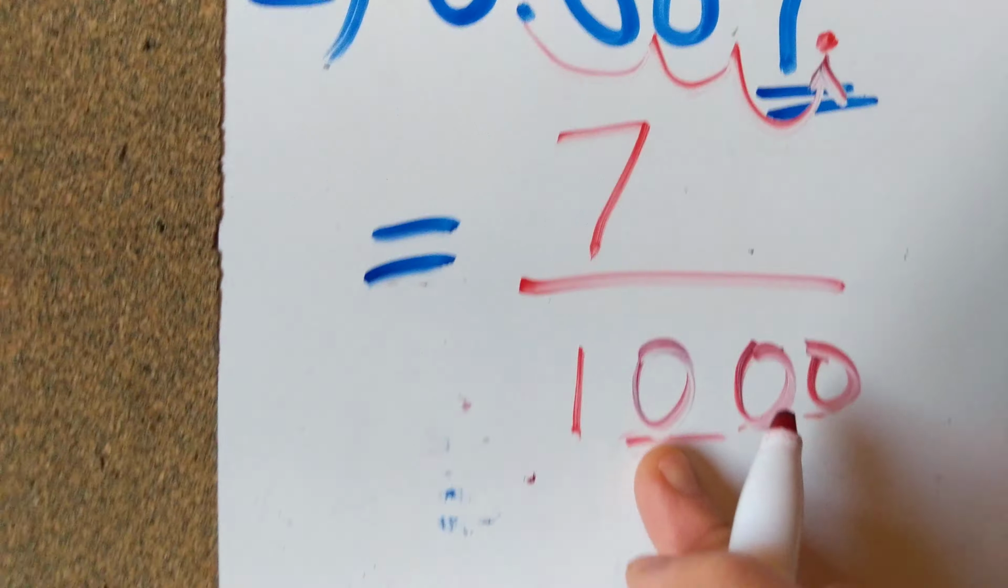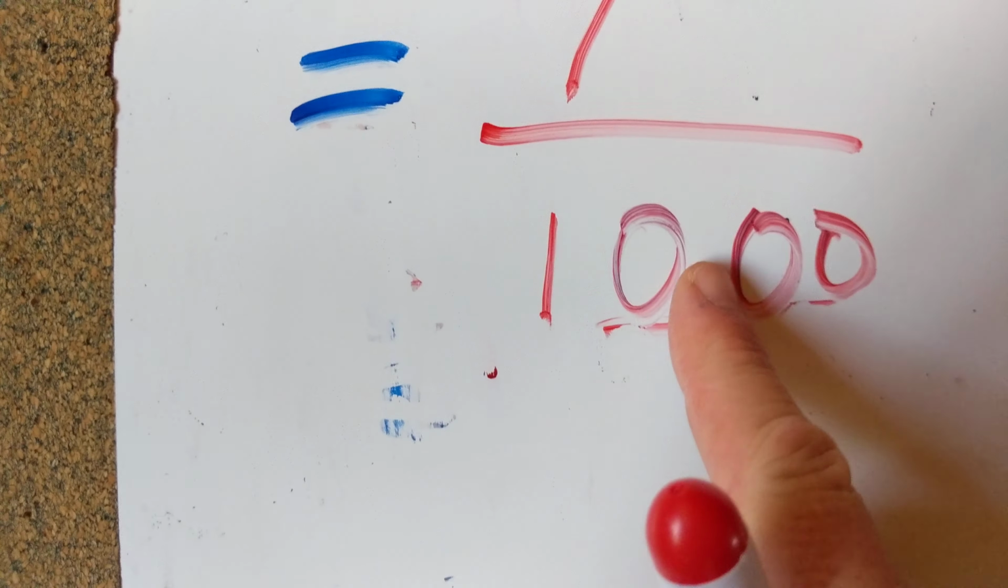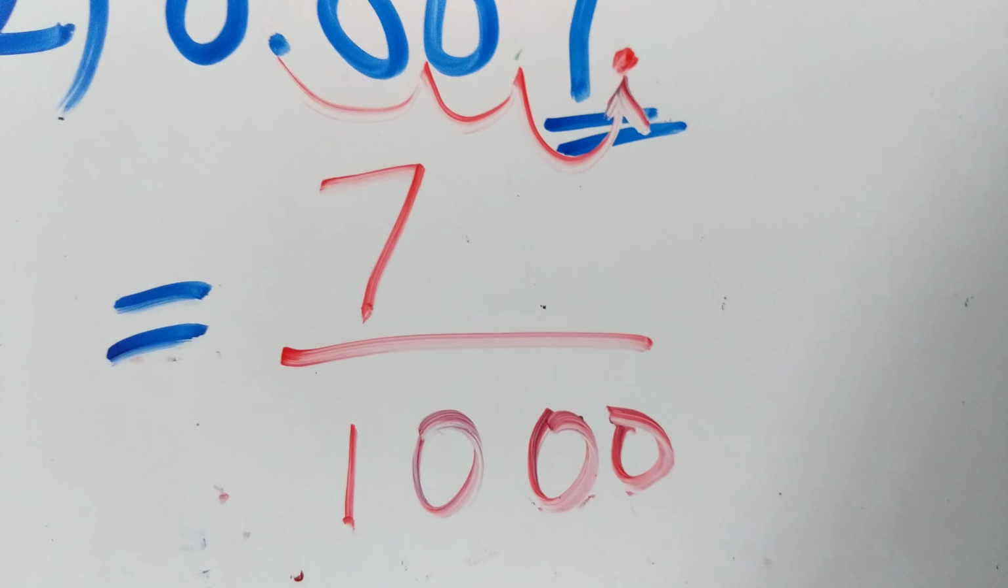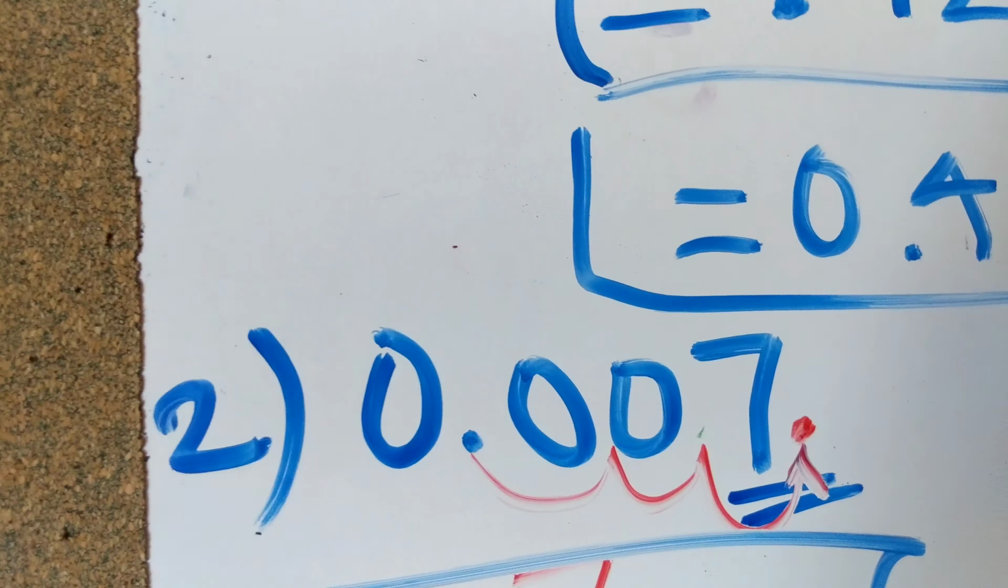Therefore, 0.007 is the same as 7 over 1,000. 7 thousandths will be the answer. Now something else.